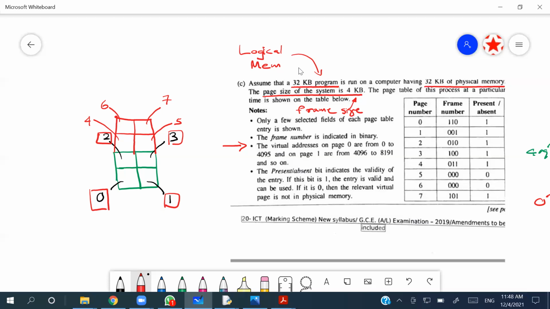Why do we say it starts from 0? Because when we convert this into binary, we are going to indicate 0, 0, 0 over here. When we convert 1, we indicate 0, 0, 1. When we consider 2, it's 0, 1, 0. When we convert 3, it's 0, 1, 1.